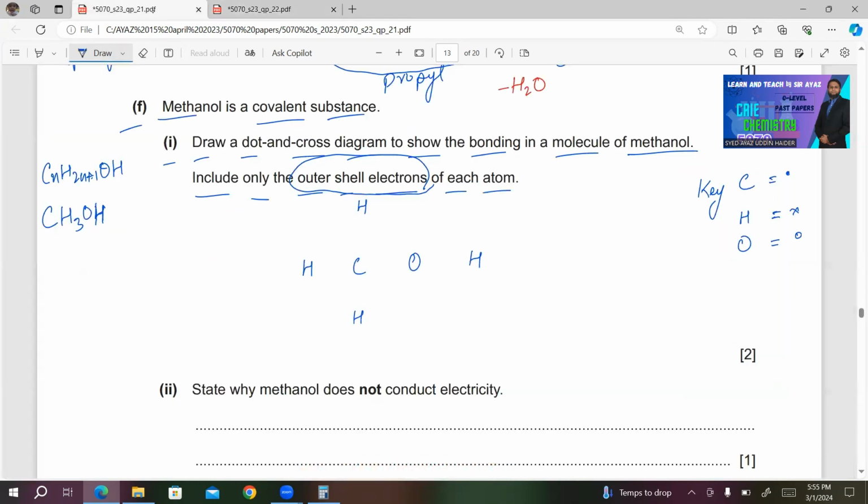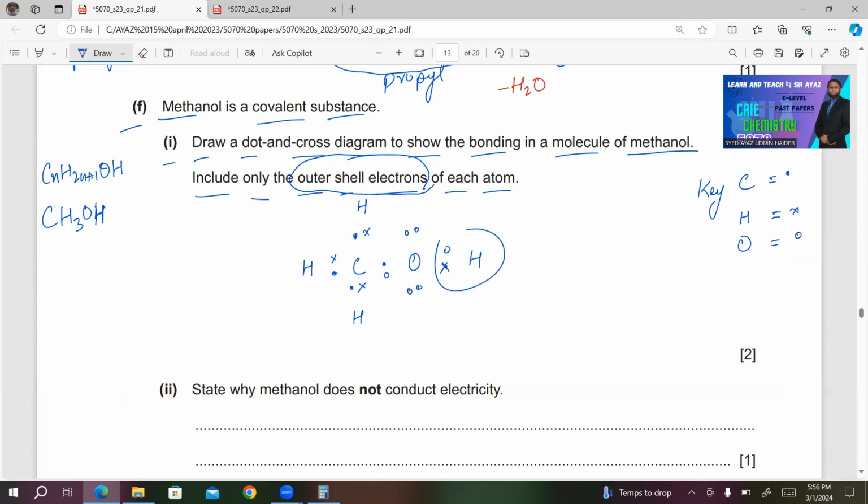So for carbon, 1, 2, 3, 4. For each hydrogen atom, we need to show 1 valence electron. 1 for this hydrogen, 1 for this hydrogen, 1 for this hydrogen, and 1 for this hydrogen. What about oxygen? I have just told you, it belongs to group 6. It must have 6 valence electrons. 1, 2, 3, 4, 5, 6.